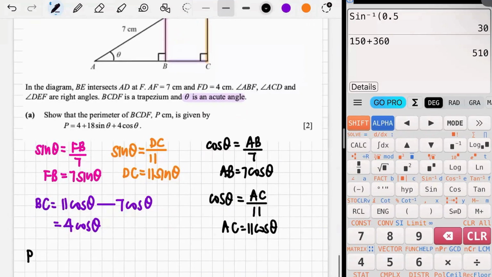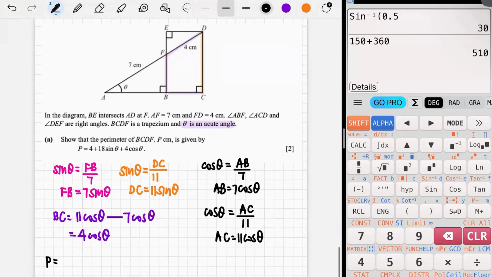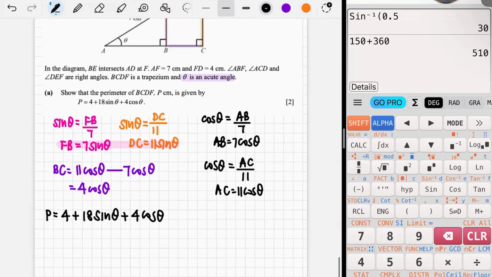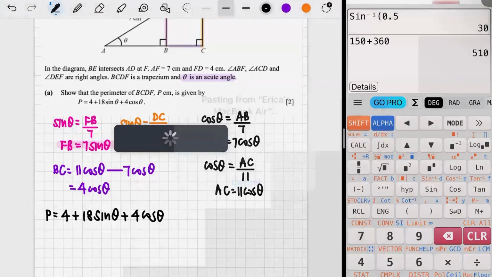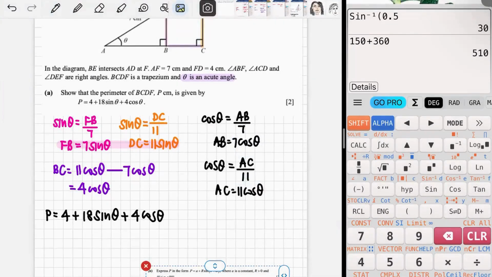So my perimeter, I'll start with FD first. That's 4. Then this plus this. Can you see this plus this? Then I'll get my orange and my yellow and my pink, so that's 18 sine theta. Then last one, 4 cosine theta. Settled. So this one here is just the normal showing. Just use your SOH CAH TOA will do. Easy. Okay, so we're going to look at the second part.